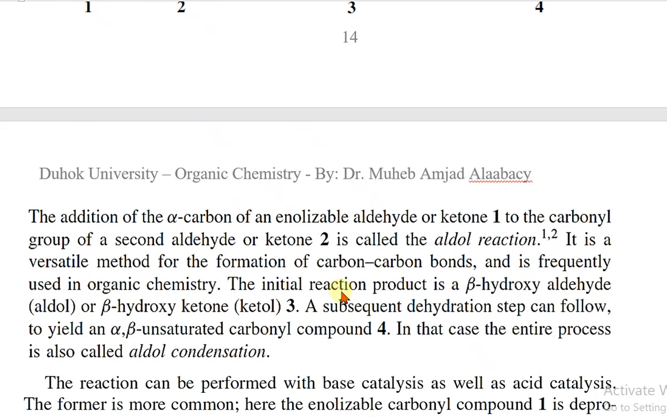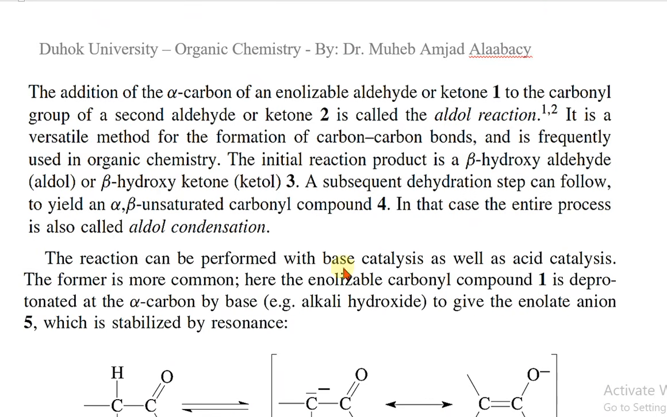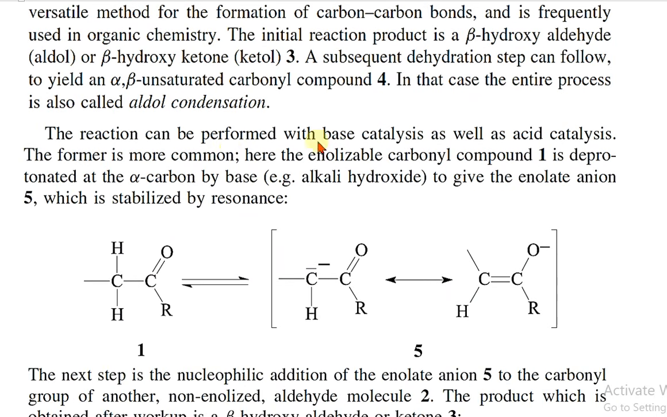The initial reaction product is a beta hydroxyaldehyde, aldol, meaning aldehyde and alcohol, or a beta hydroxyketone, ketol. In the subsequent dehydration step, as I told you, if it goes further to lose water, it gives you an alpha beta unsaturated carbonyl compound. In this condition, it is aldol condensation. The reaction can proceed with base catalysis as well as acid catalysis. Both can be used as catalysts for this type of reaction. The former is more common.